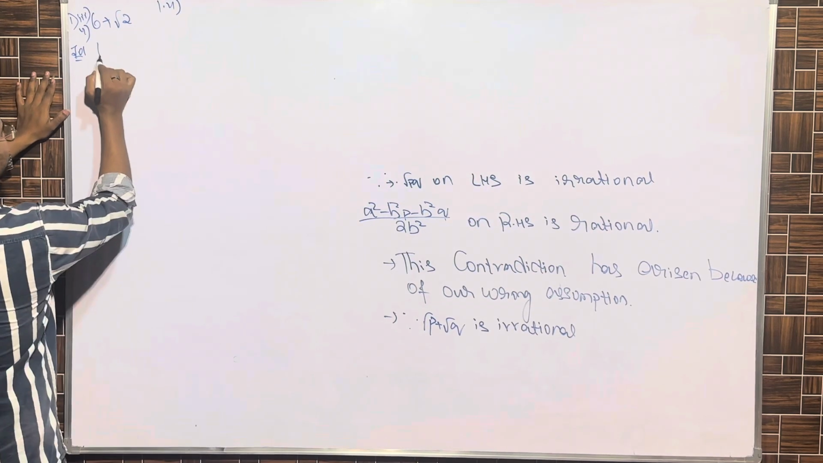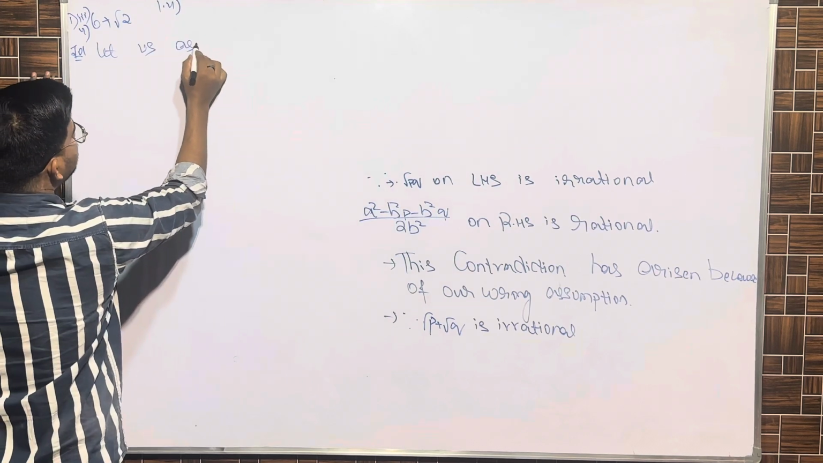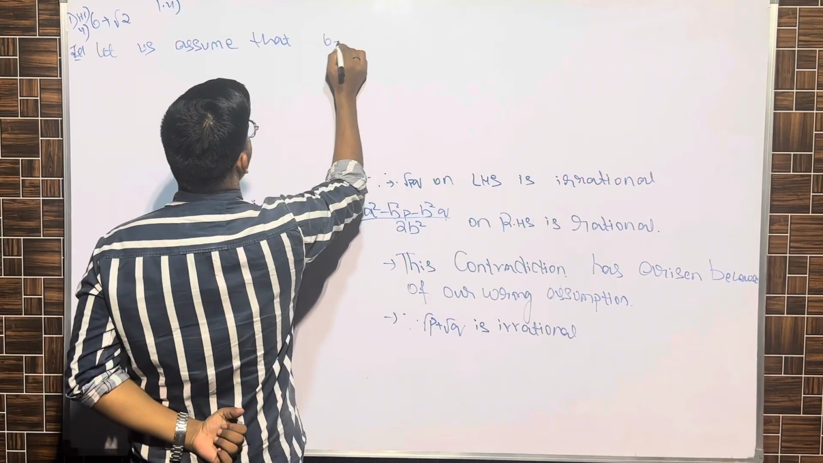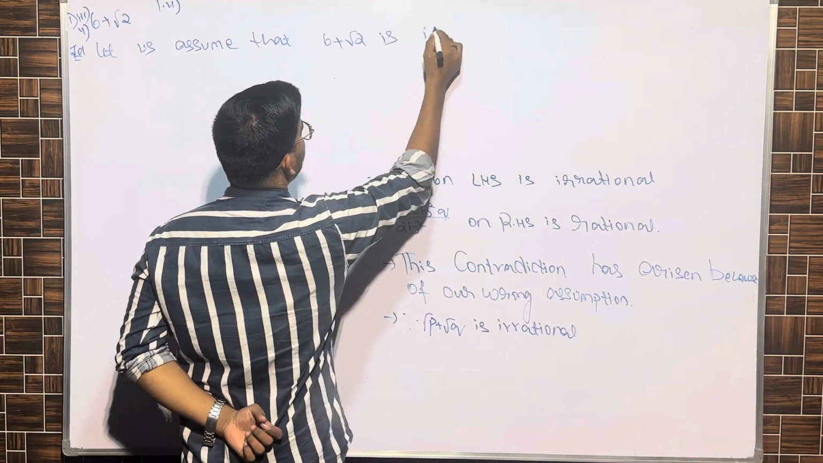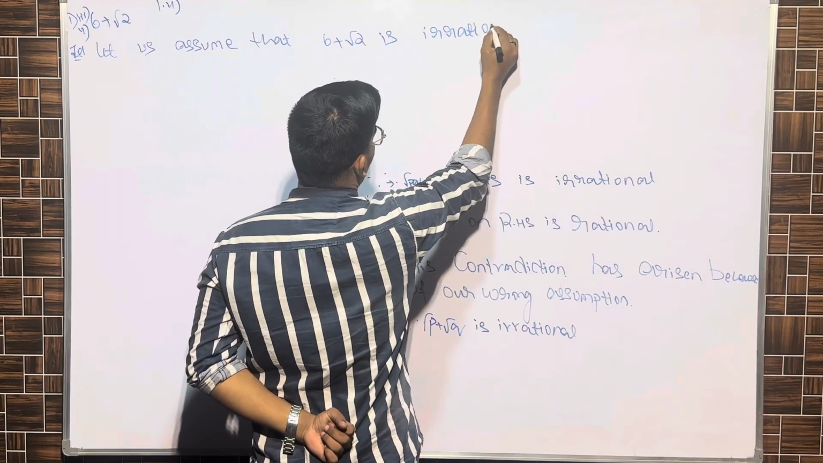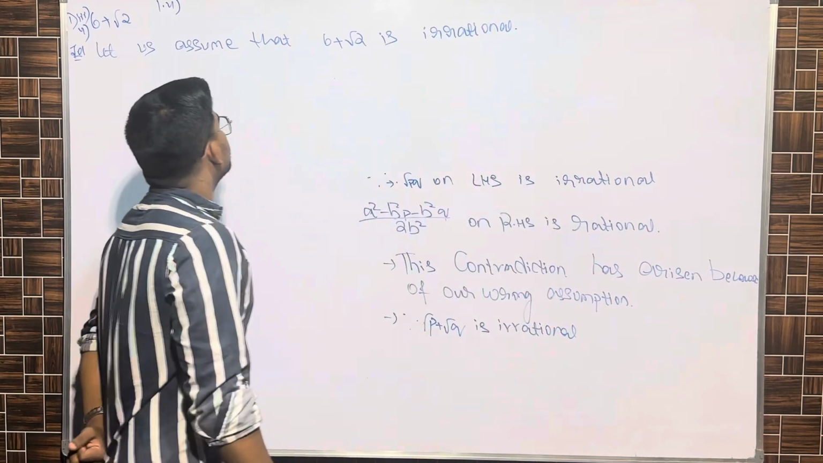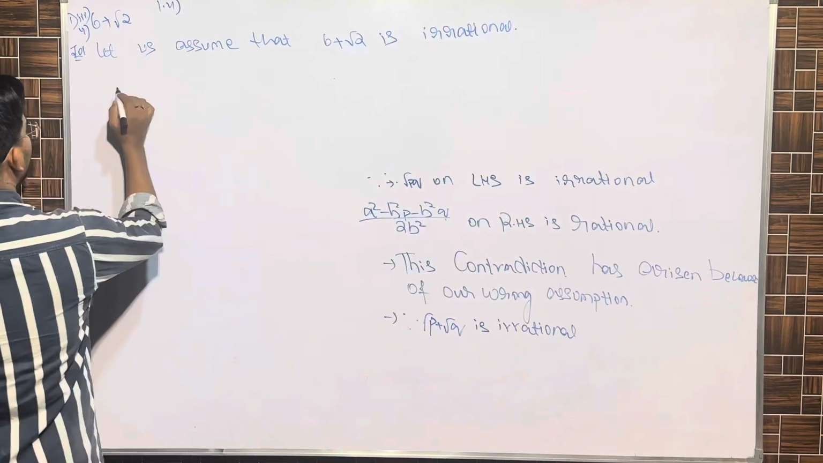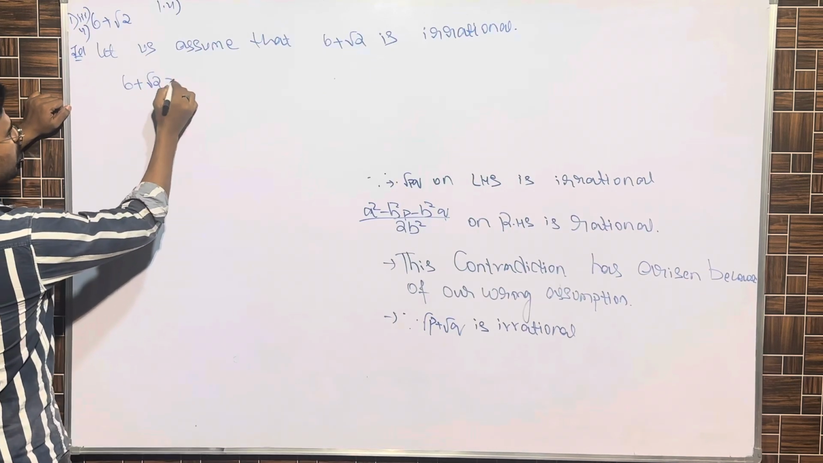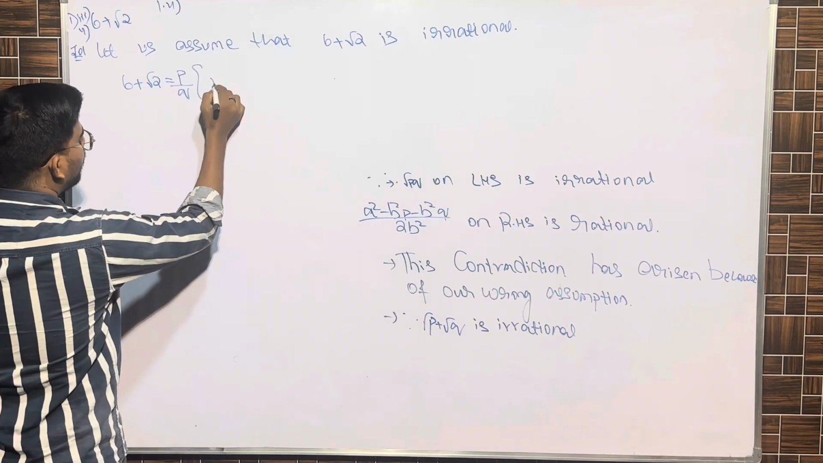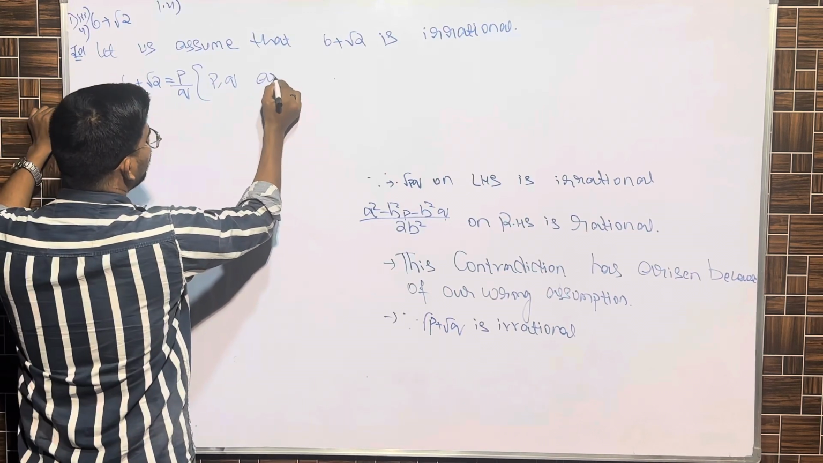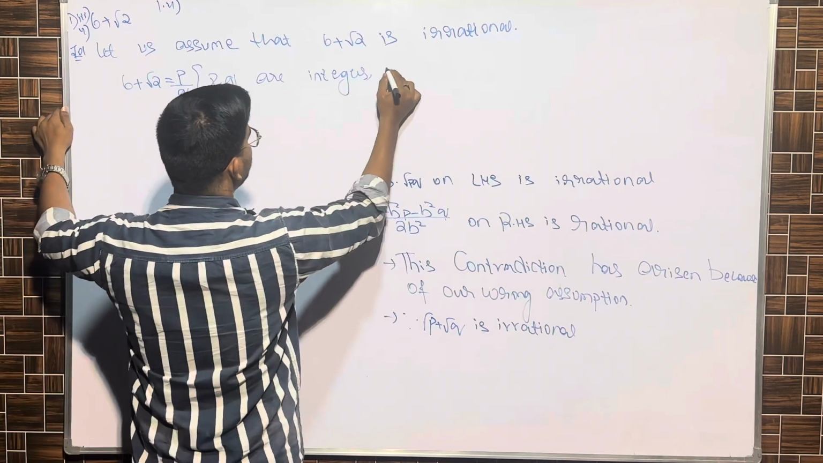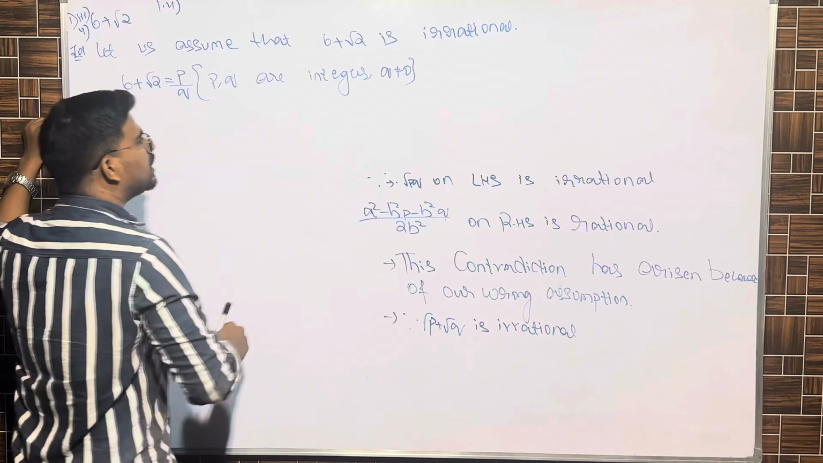Let us assume, what is our assumption, that 6 plus root 2 is irrational. If that is irrational, we can write it in the form of p by q. Same story. 6 plus root 2 is equal to p by q. What should be p and q? P comma q are integers and q should not be equal to 0.